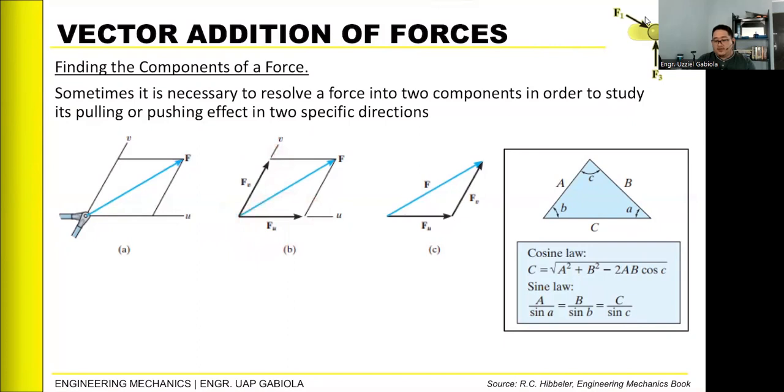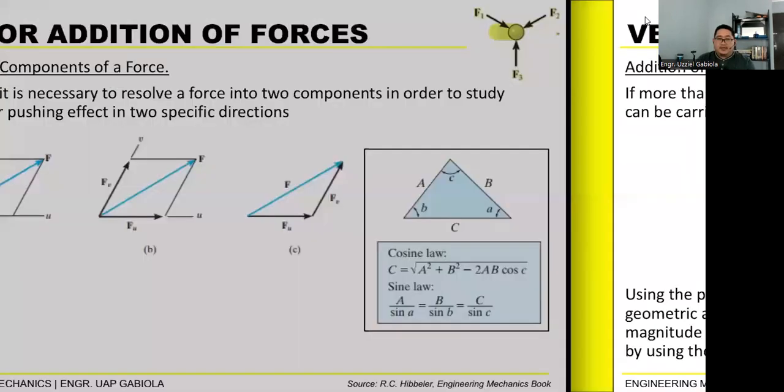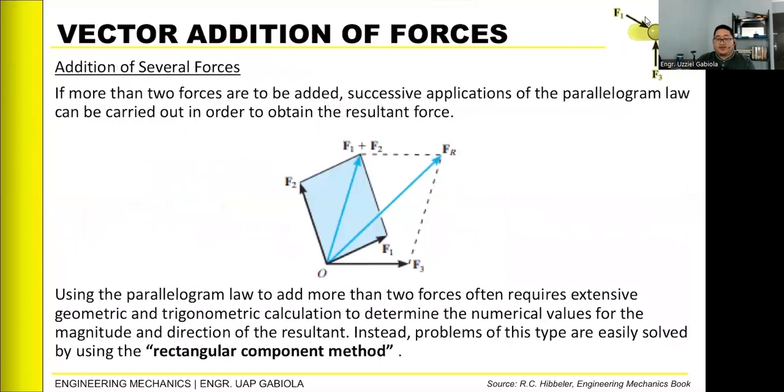And then we will also form a triangle. And once we form the triangle, we can use our sine law and cosine law to solve for the missing side, or our missing value. Okay? And then next, we have the addition of several forces.